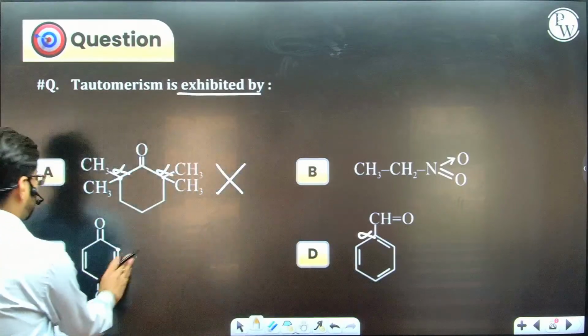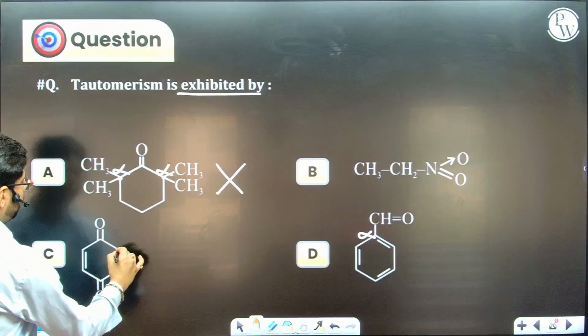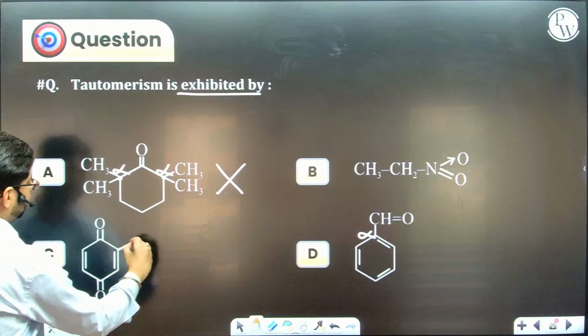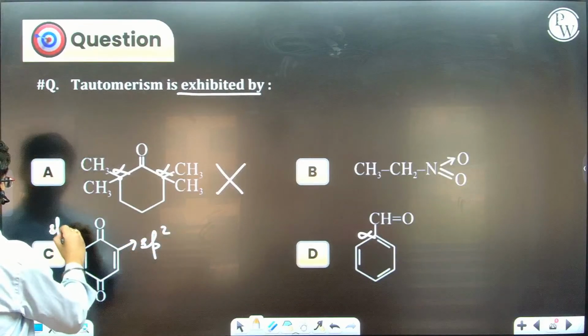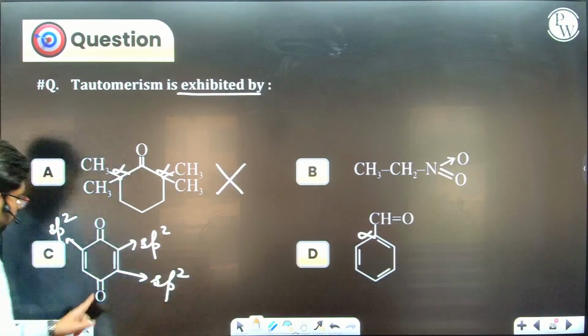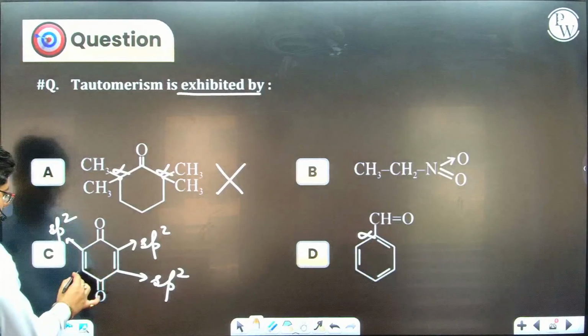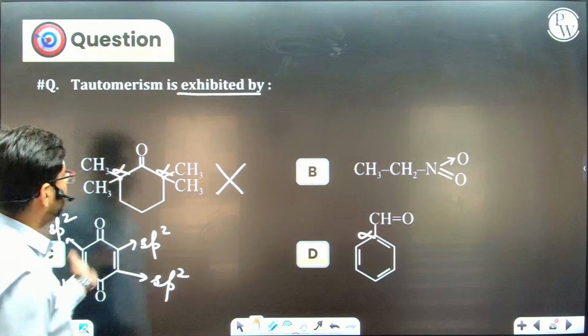But now I cannot say that tautomerism is possible because here this carbon, which is alpha with respect to this ketone, is sp2 hybridized. Same issue with this and with this as well, because with respect to this ketone, this is alpha, and here also the same problem is happening. So here tautomerism is not possible.